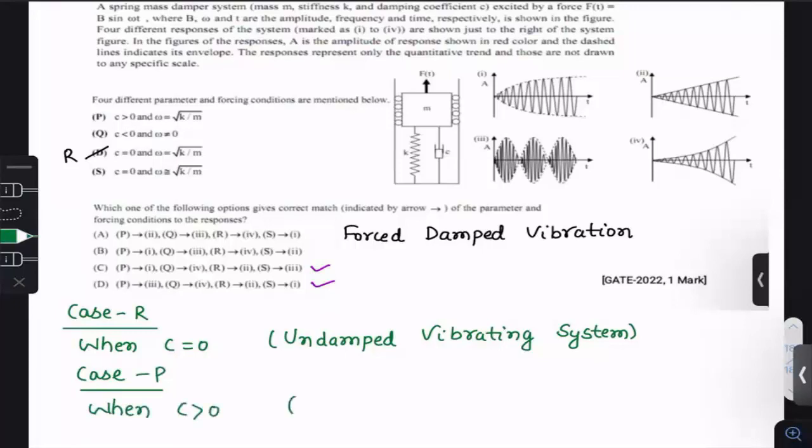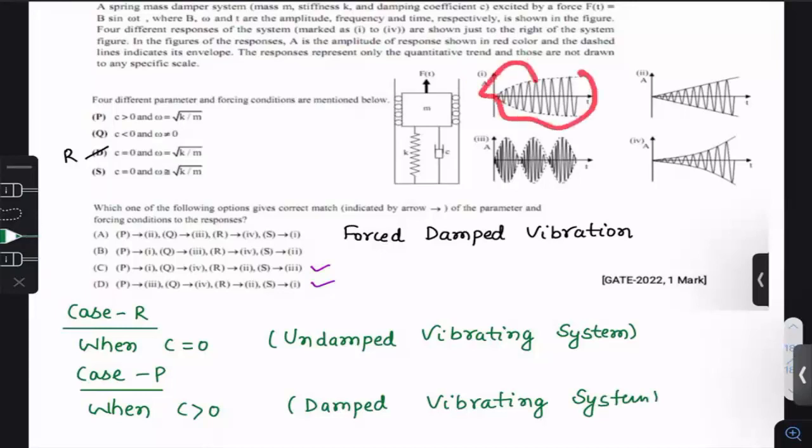I have already discussed the damped vibration, damped forced vibration, damped vibrating system. Once you solve this equation, you are going to get the first case, and the first case is the answer. That is the graph for the damped vibrating system. So the right answer is 1 and 2. Means for P, the right answer is 1. Therefore, the correct answer for this will be C. C is the right answer, everyone.